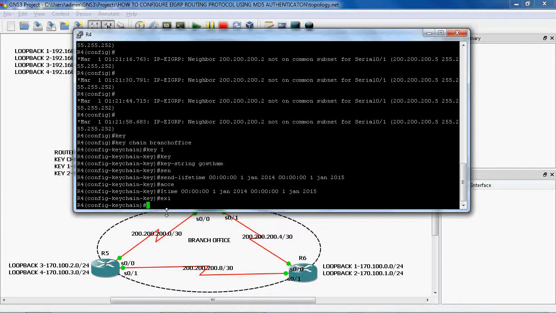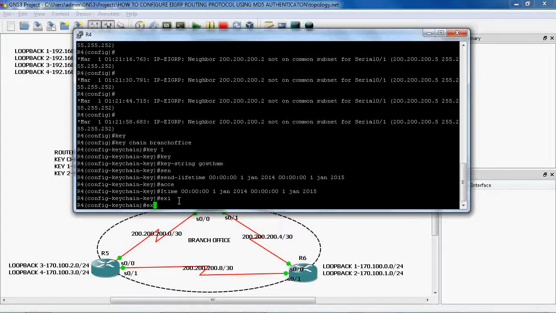Okay, in R4 router also I will create key 1. The key 1 name should be same as R3, then only it forms the neighbor relationship. So here I will use Gautam, and here also I will create the send lifetime and accept lifetime. So the key 1 send lifetime and accept lifetime should be same for R3 router and R4 router, then only it forms the neighbor relationship.